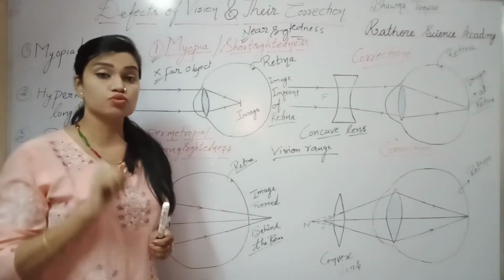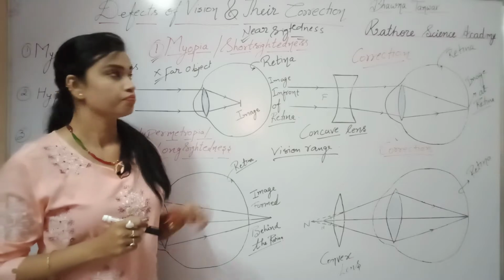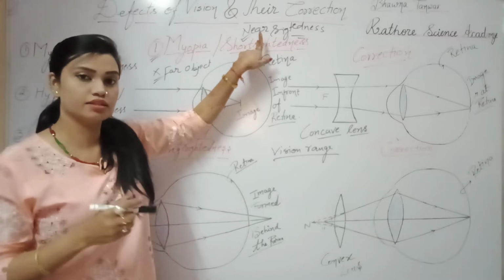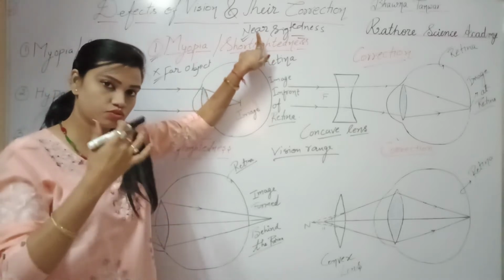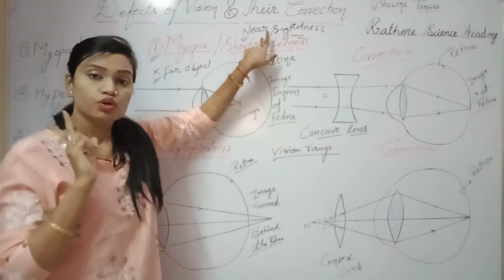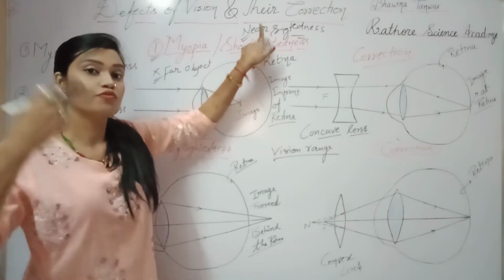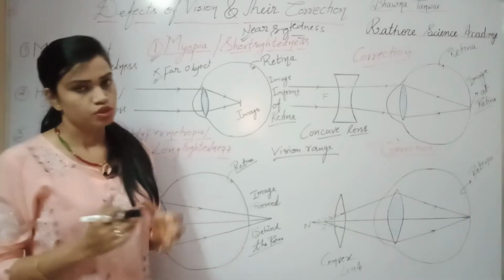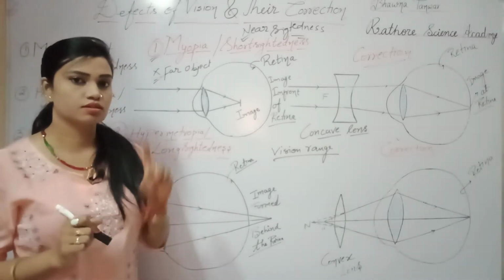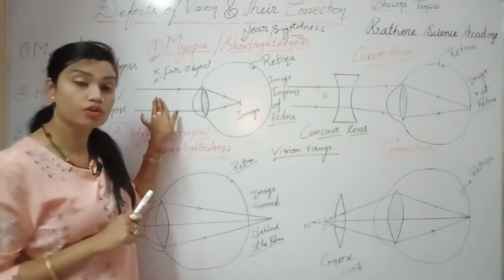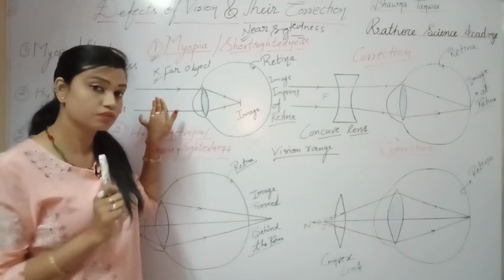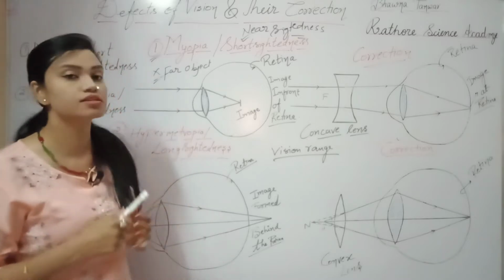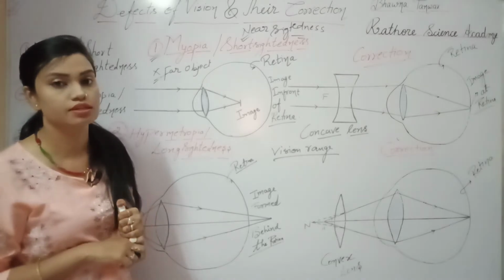The person suffering from myopia or nearsightedness can easily see the near object, the things which are closer to them, but is not able to see the far object, the objects which are far away from them. So basically that means the defect is related to far objects. The person is not able to see far objects. So for that, what do we have to do? Let us understand what happens in this case.